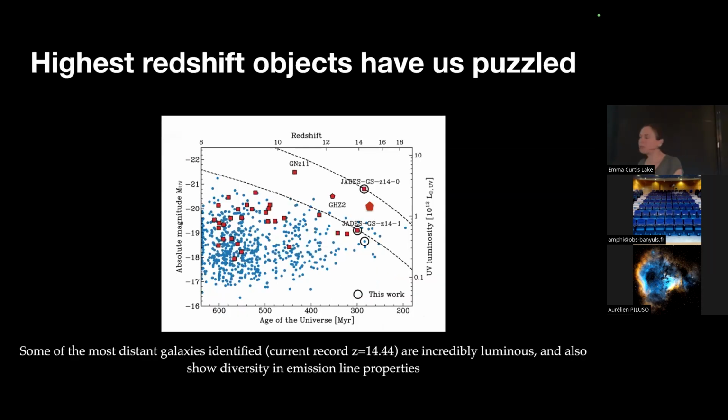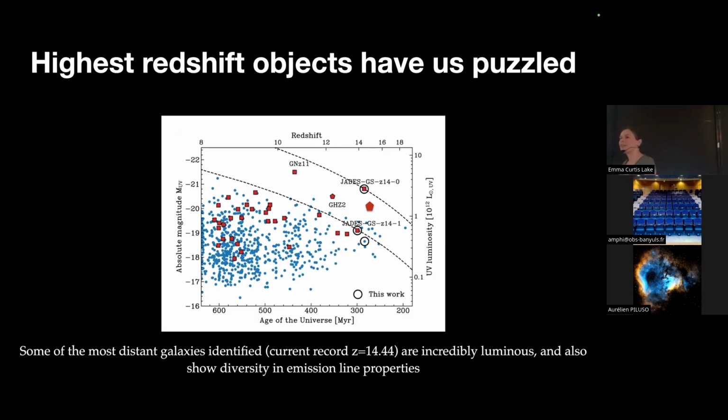Okay. Also, the highest redshift objects have us really puzzled. If we go to the highest redshift objects, this is the age of the universe. At the top, you can see the redshift. We've got some objects marked here. This is a line that's really pretty easy to explain. It's taking the halo mass function at a certain point and converting a certain amount of gas they should have into stars. And then you can explain the brightness very easily. These are our observed galaxies, which are lying above this.